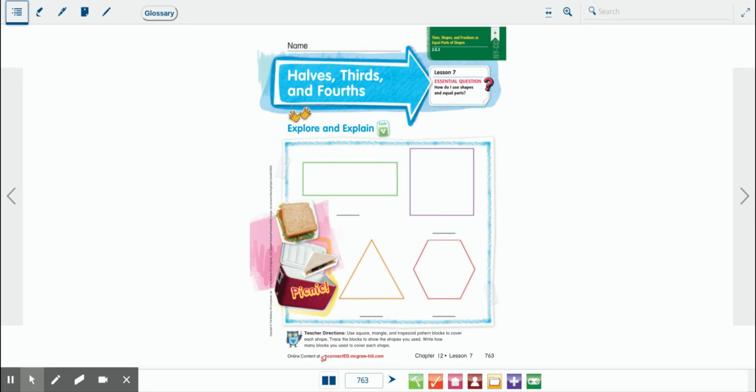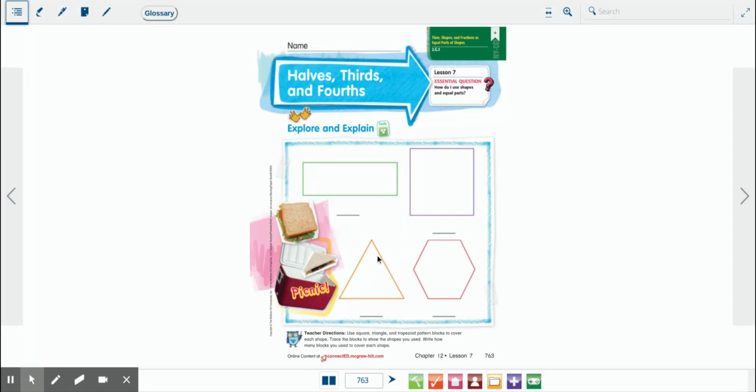Boys and girls, we are on our last lesson of chapter 12, lesson 7. We are talking about halves, thirds, and fourths. We're breaking up our shapes into separate, equal parts. So what we're going to do right now is break up these shapes into a certain number of parts. If we were in our classroom, we would use pattern blocks to break our shapes.